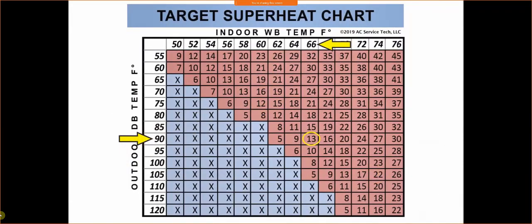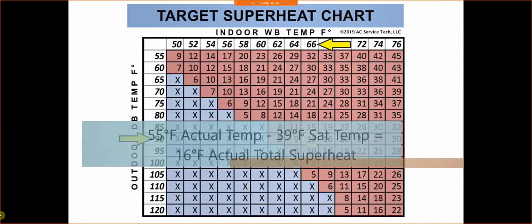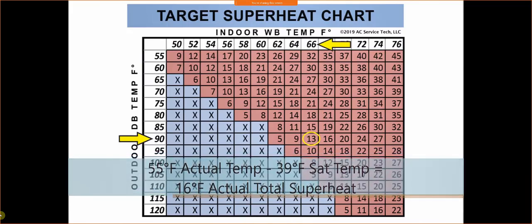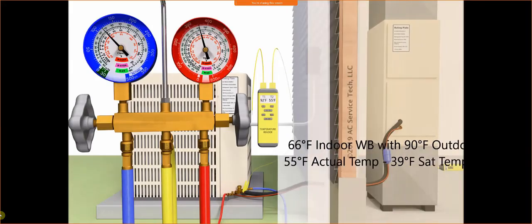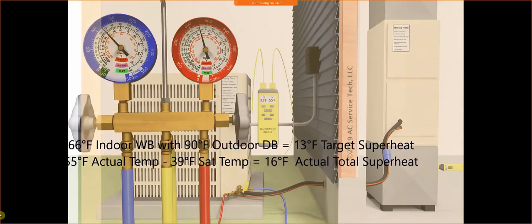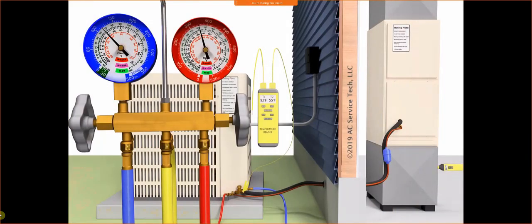So if our target superheat is 13 degrees and our actual superheat is 16 degrees, then that means we're just slightly undercharged. So we could add a little bit of refrigerant. It really would not be much, maybe literally a half an ounce or just a very small amount. But we're very close to what our target superheat needs to be, but we are 3 degrees off.